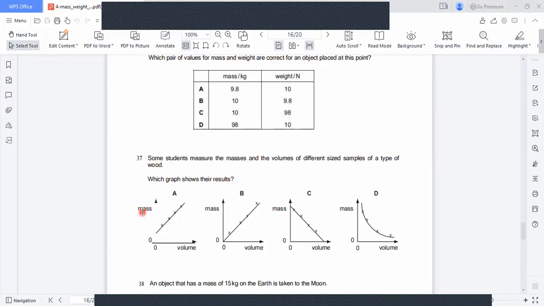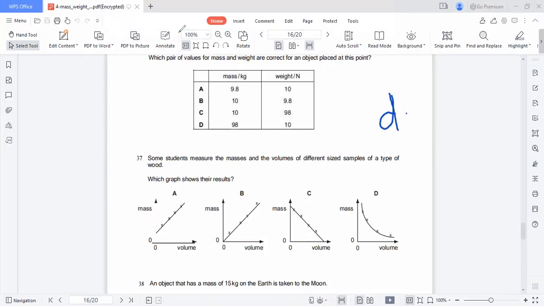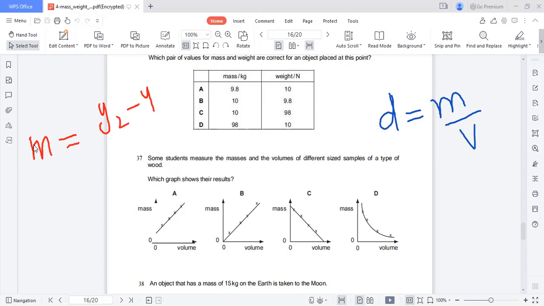On the y-axis, we have mass. On the x-axis, we have volume. So mass over volume. So we know that density is actually mass over volume. So it means if we compare it with the gradient, normally the formula for gradient is y2 minus y1 over x2 minus x1.